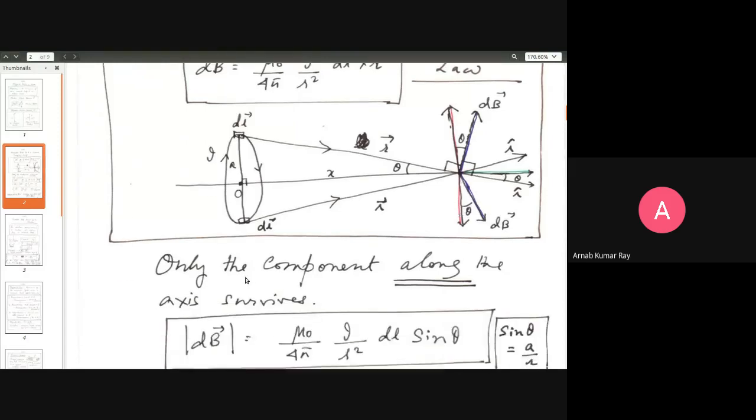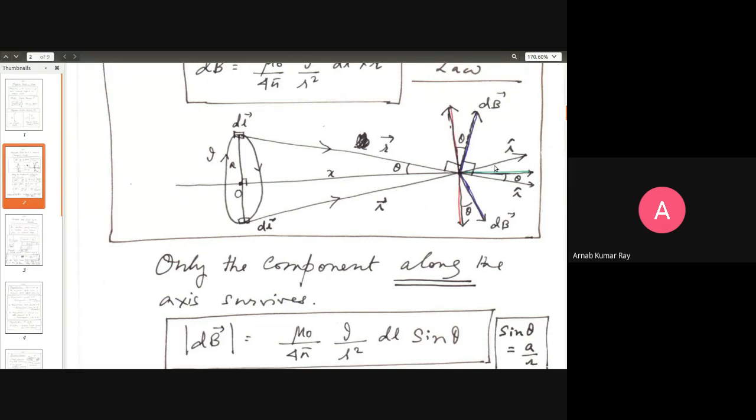I've written something over here. Only the component along the axis survives. This green component along the axis of the circle will survive. And this red vector and this red vector will cancel each other out. Now, if this is dB, then this red vector will be dB cos theta. And if this is dB, then this green vector will be dB sine theta.